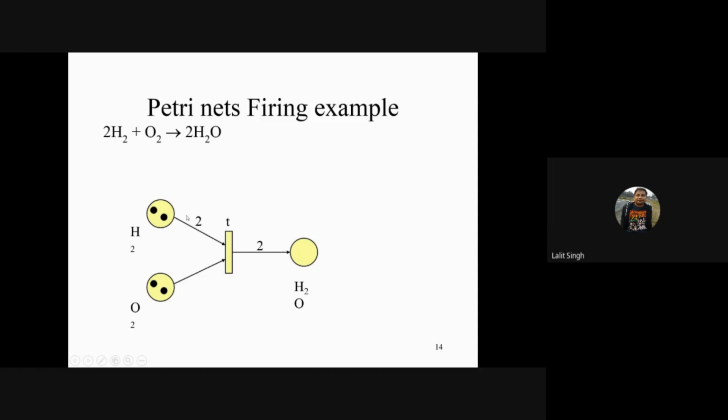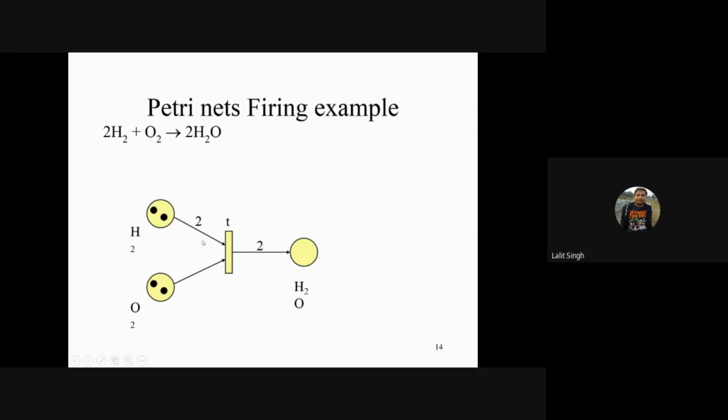I will tell you the significance of the weight, but if you see in this figure, the hydrogen place is connected with transition T with an arc having weight 2, and the oxygen place is connected with transition T with an arc having weight 1. Although I have not put the numeral 1 explicitly, if you don't put it, by default it will be treated as weight one, or you can also put the number. Similarly, the weight of the arc connecting transition T and the water place is 2.